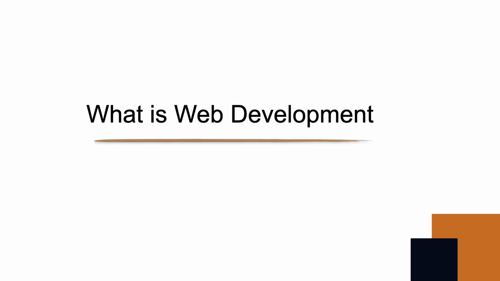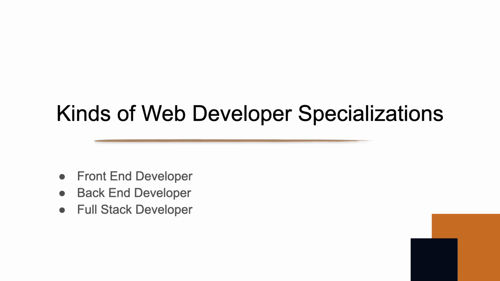So what's web development? Let's just move straight. Web development refers to the process of building and maintaining websites or web apps. Let's just put it that way in simple terms, right? There are many kinds of web developer specializations, but let's categorize them into three over here. Let's say we have front-end developer, back-end developer, and we have the full stack developer.